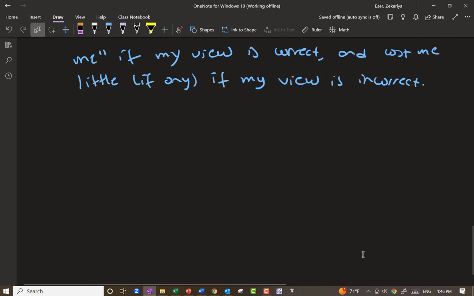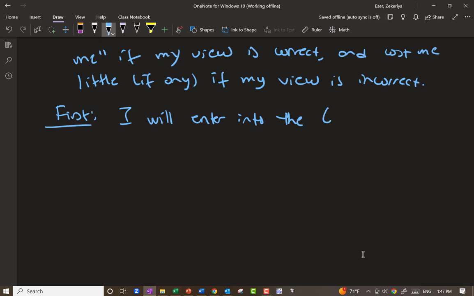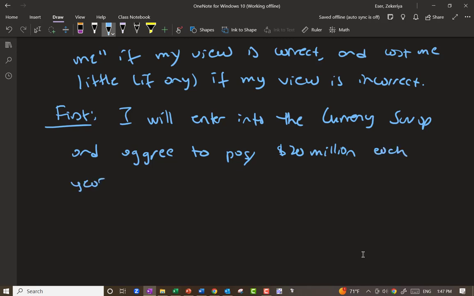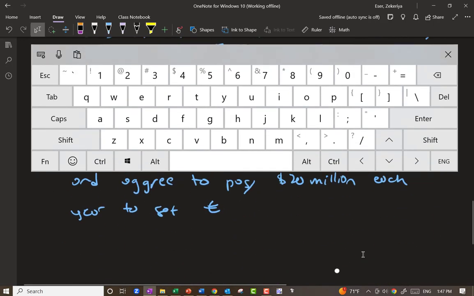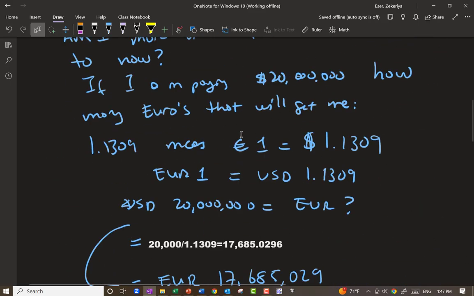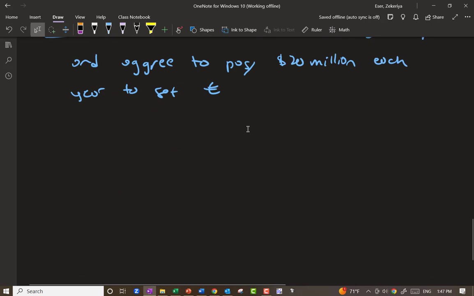So basically here's what I do. First, I will enter into the currency swap and agree to pay 20 million each year to get, what was that, 17 something, 17,685 in exchange.